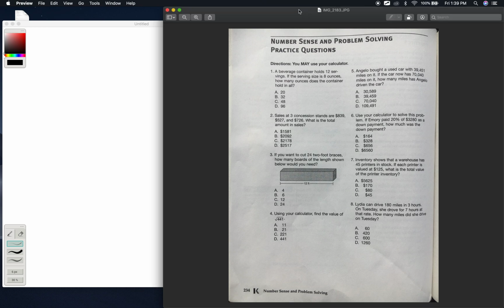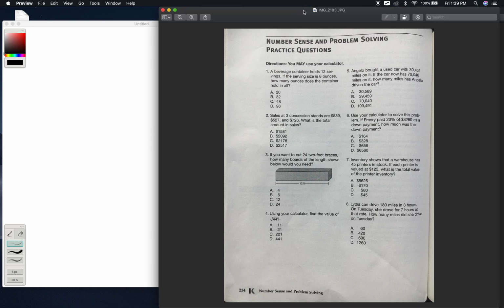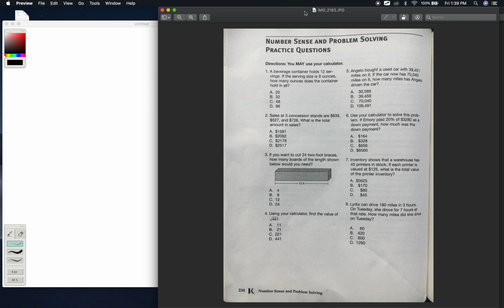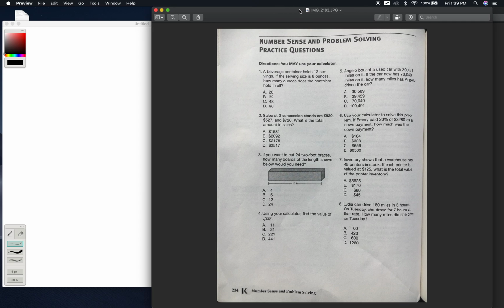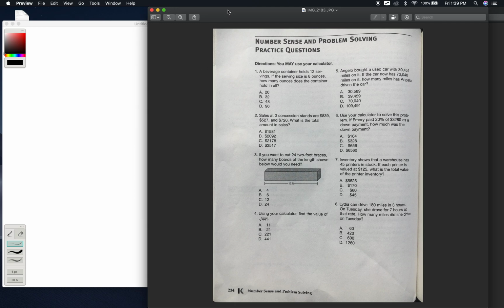Lesson 5 was pretty large, so I had to break it up into a few different lessons. I think I'm actually going to end up breaking it into 3 parts, so this is part 2 here, just because there's a lot of work to go through. So let's get started. Number sense and problem solving.